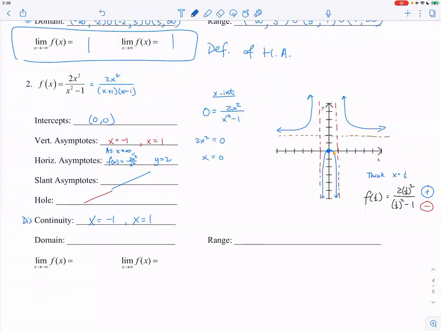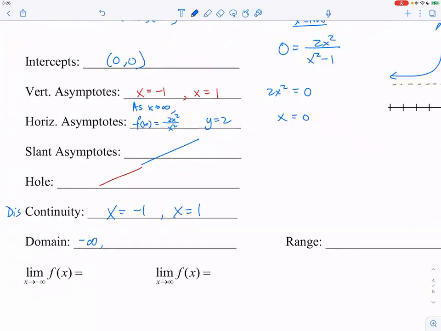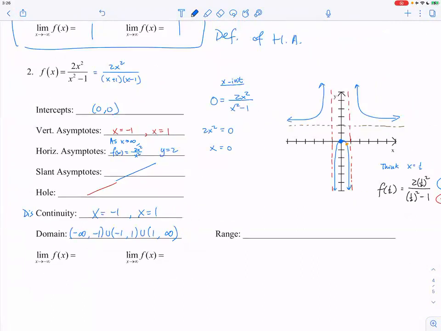Domain, the domain would be from -infinity to -1, union -1 to 1, union 1 to infinity. Again, as reflected by the graph.